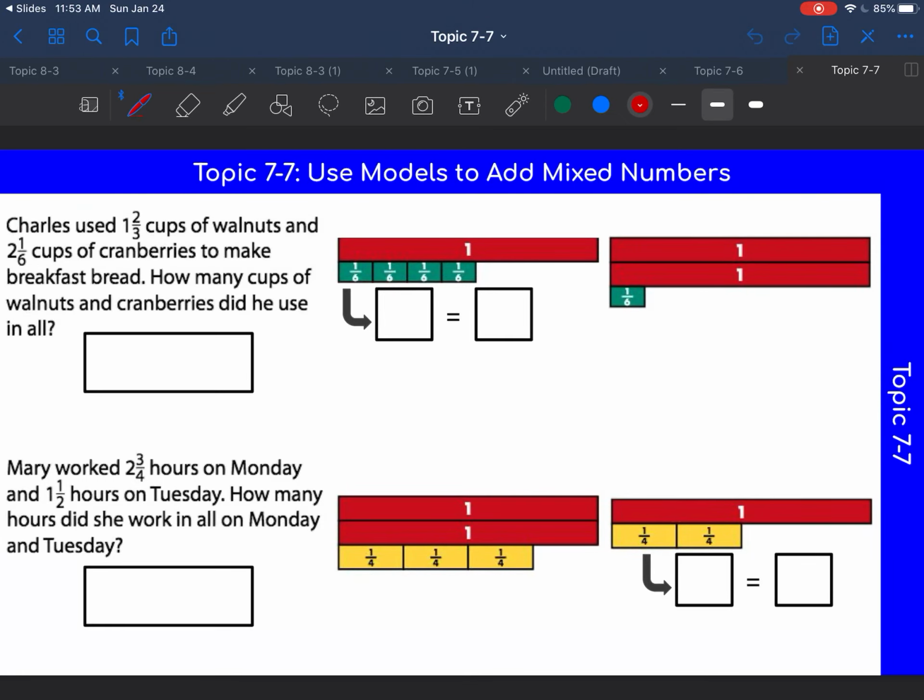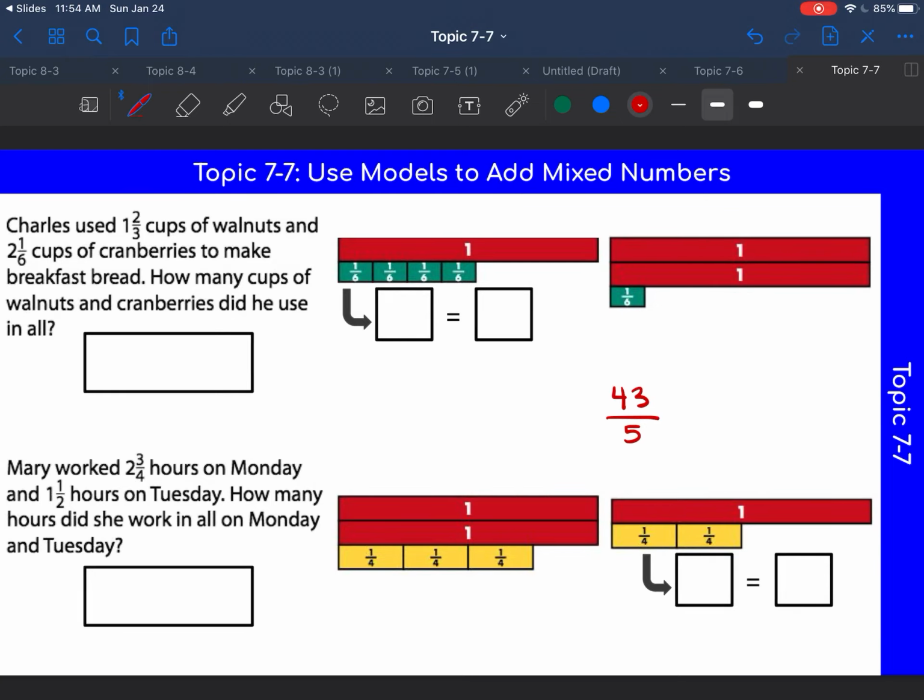Hello, fifth graders. So yesterday we were talking about estimating mixed numbers, and we also talked about simplifying fractions if they are improper fractions. And that's going to come into play a little bit today. So I just wanted to review that really quick with you guys. Let's say we have the fraction 43, let's say fifths.